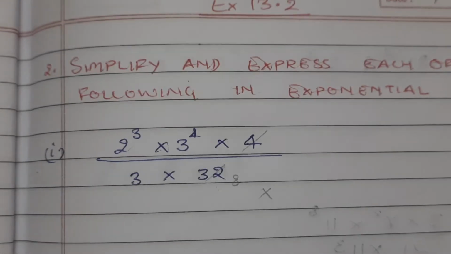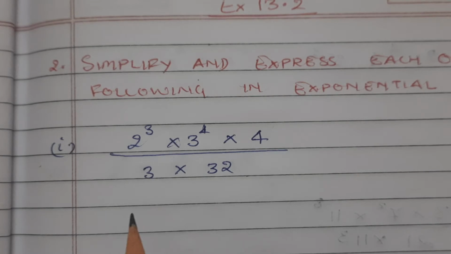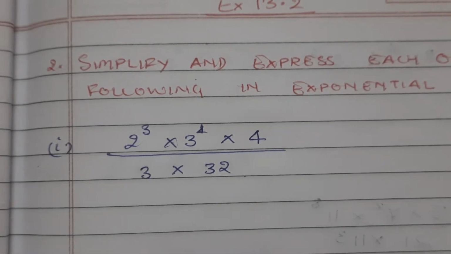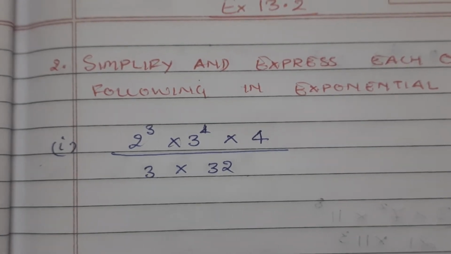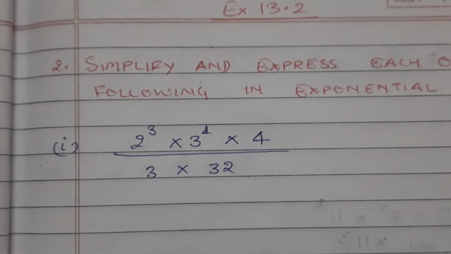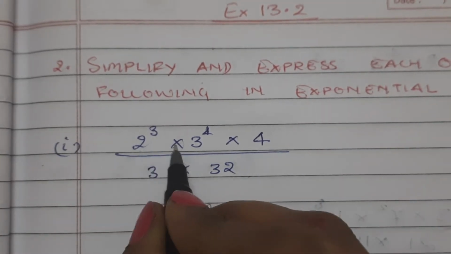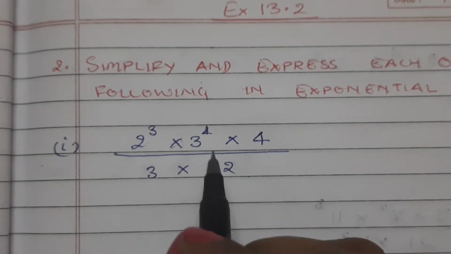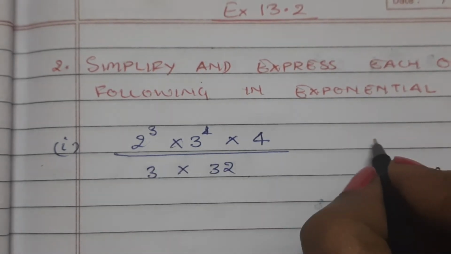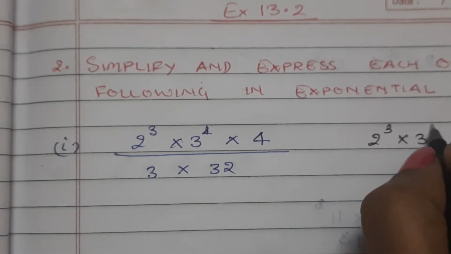So the first step will be making all the bases the same. For this we will apply prime factorization and convert all the bases to be similar. So here 2 to the power 3 into 3 to the power 4. In general, all will come in the powers of 2's and 3's only. So 2 to the power 3 into 3 to the power 4.